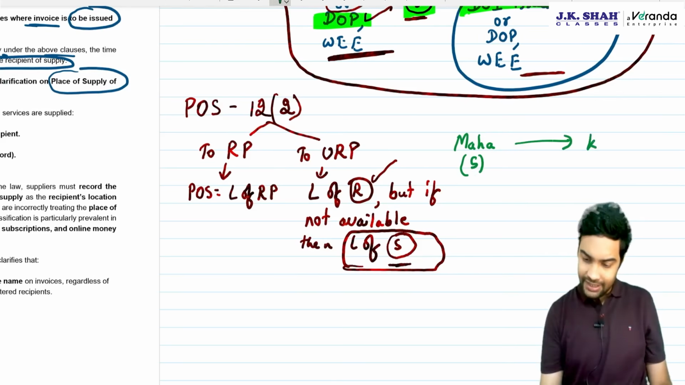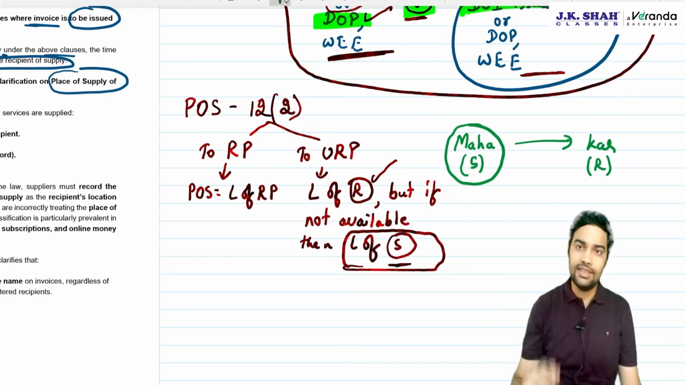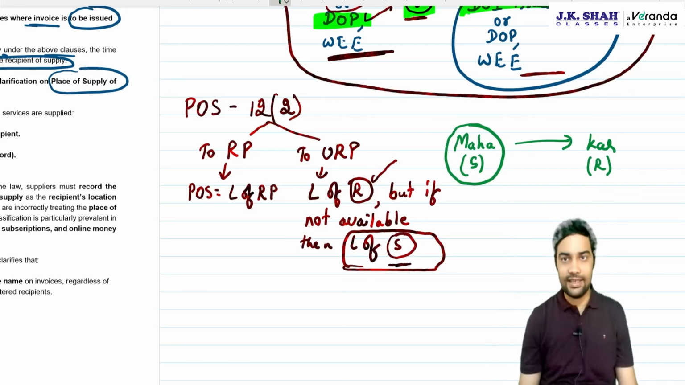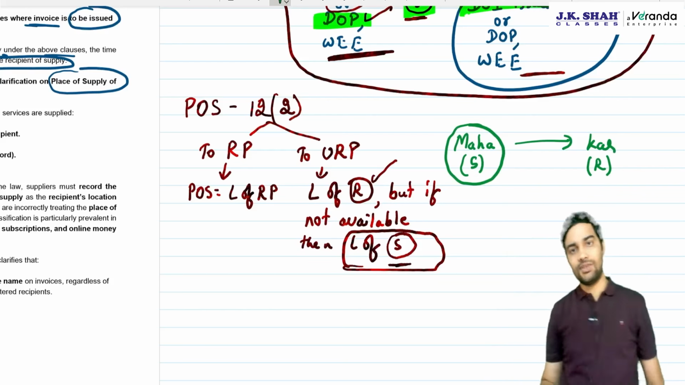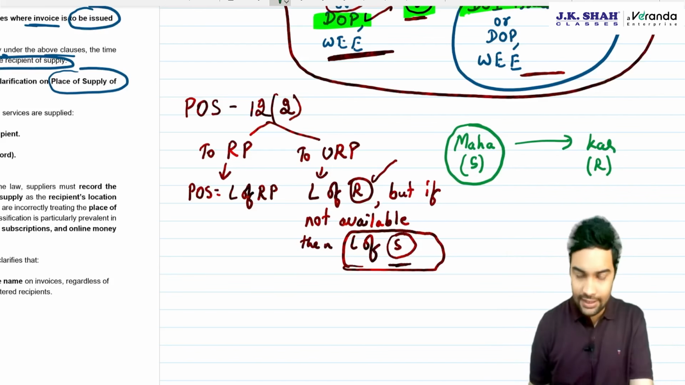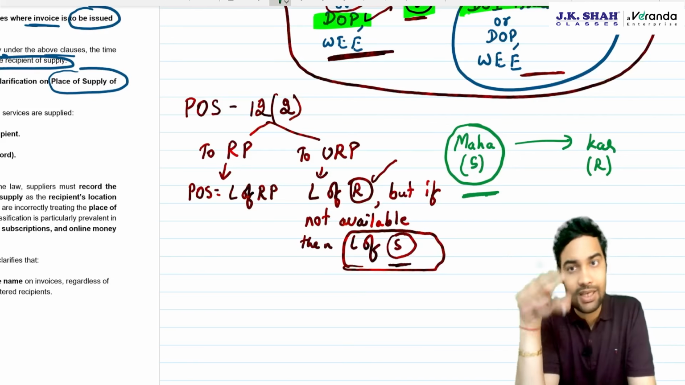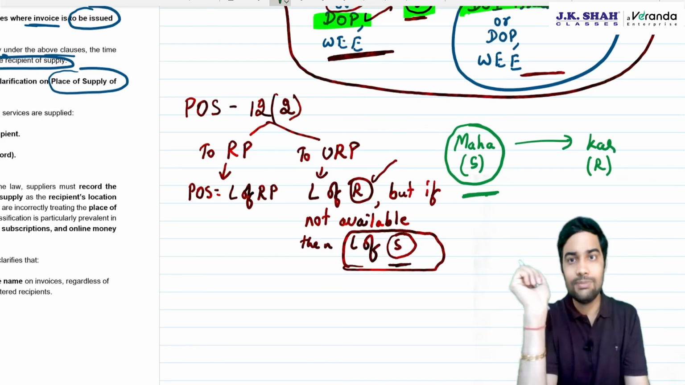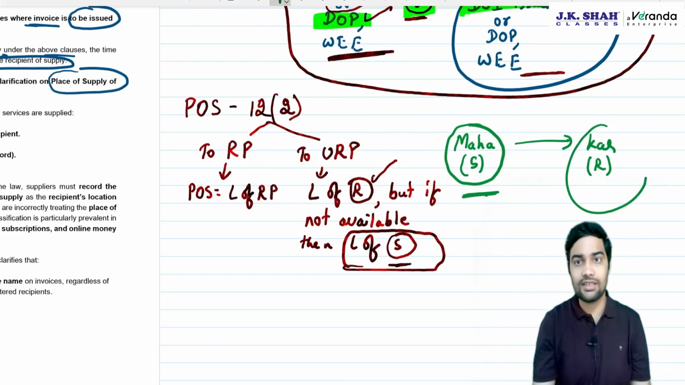There is a person betting from Karnataka. Now this supplier will say, I don't know where the recipient is. I have not taken his address. Now if they don't take the address, then what will be the place of supply? If they don't take the address, then the place of supply will be Maharashtra. The tax will remain in Maharashtra. But as per the consumption principle, who should have got the tax? Sir, Karnataka should have got the tax. Correct. Karnataka should have got the tax.